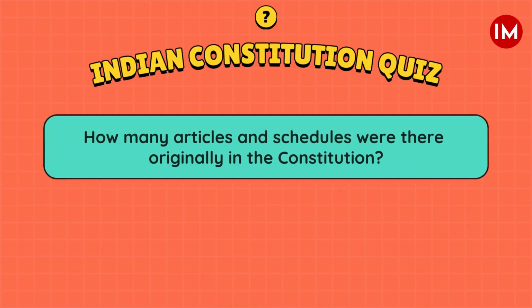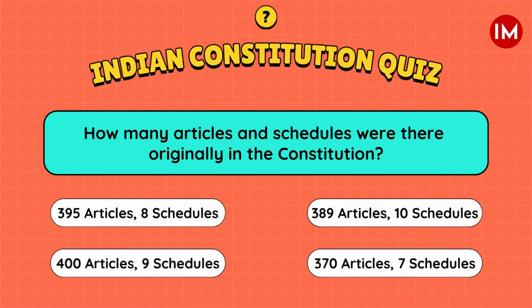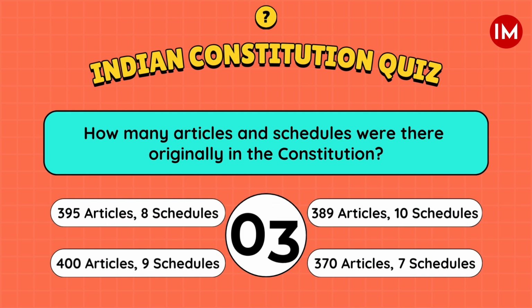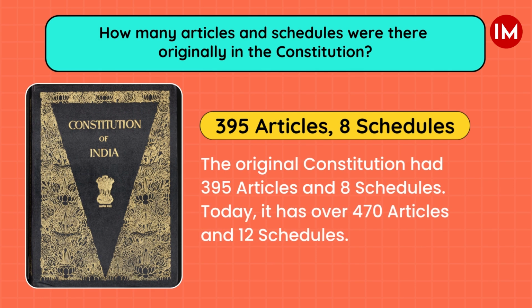Question 17. How many articles and schedules were there originally in the Constitution? A. 395 articles, 8 schedules. B. 389 articles, 10 schedules. C. 400 articles, 9 schedules. D. 370 articles, 7 schedules. The correct answer is A. 395 articles, 8 schedules. The original Constitution had 395 articles and 8 schedules. Today, it has over 470 articles and 12 schedules.